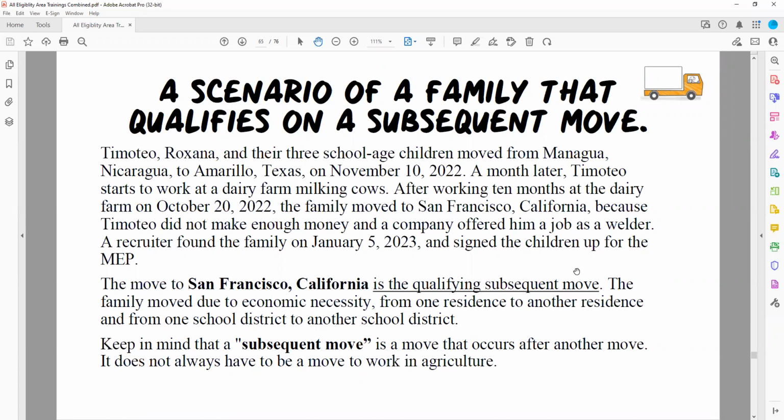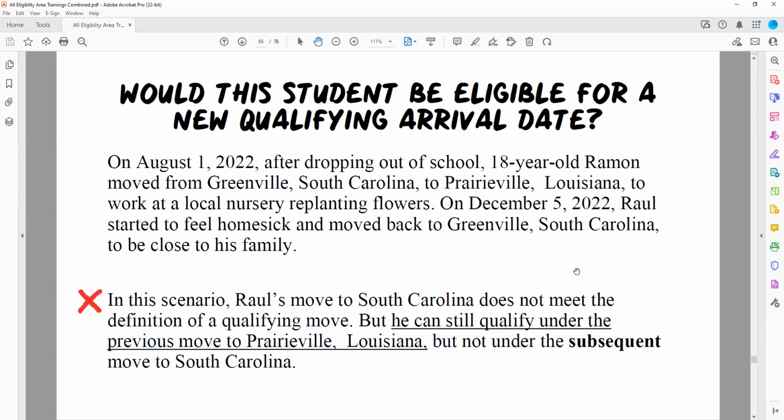So you could look, Timoteo was considered a migratory agriculture worker when they moved to Amarillo and he started working milking cows. So 3 years from that day, he would still be considered a migratory agriculture worker. That's when that would end. So they then moved to San Francisco. This would be a qualifying subsequent move. They moved due to economic necessity from one district to another, and the kids moved with a qualifying migratory agriculture worker. So remember, it's a move that occurs after another move, and it isn't always for agriculture, but it always has to be with a migratory agriculture worker.